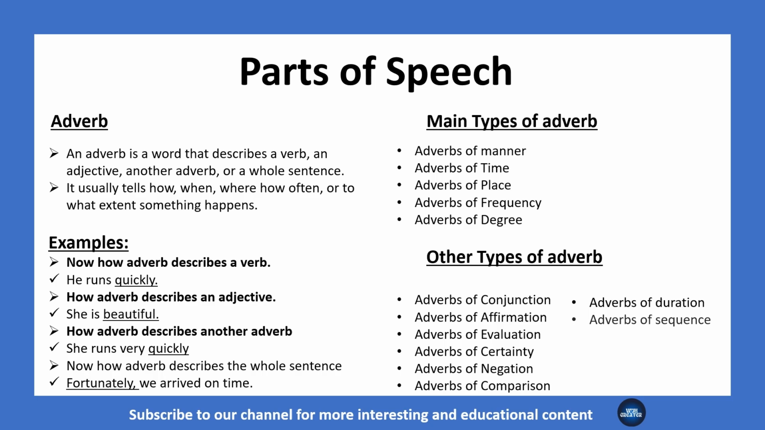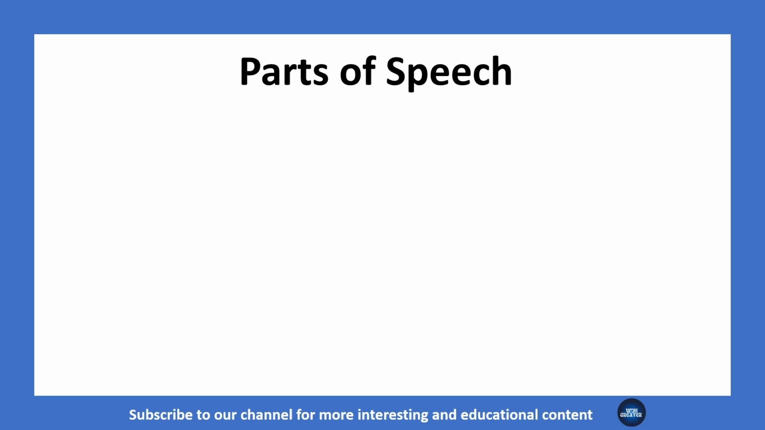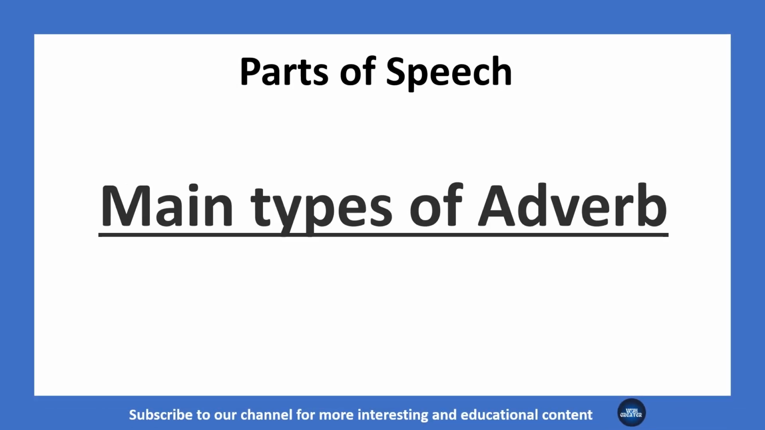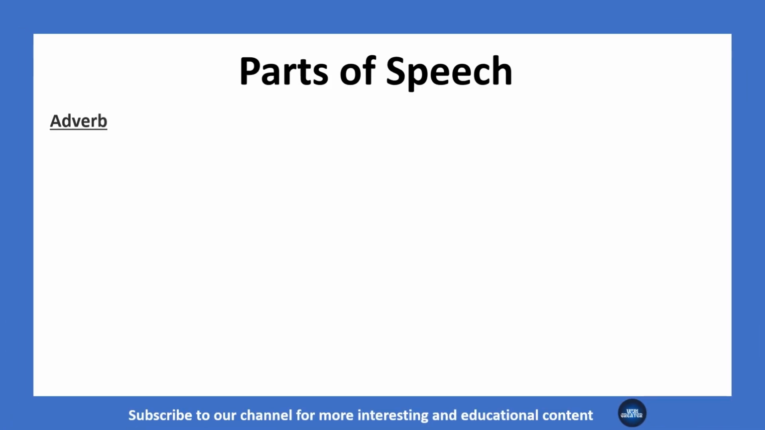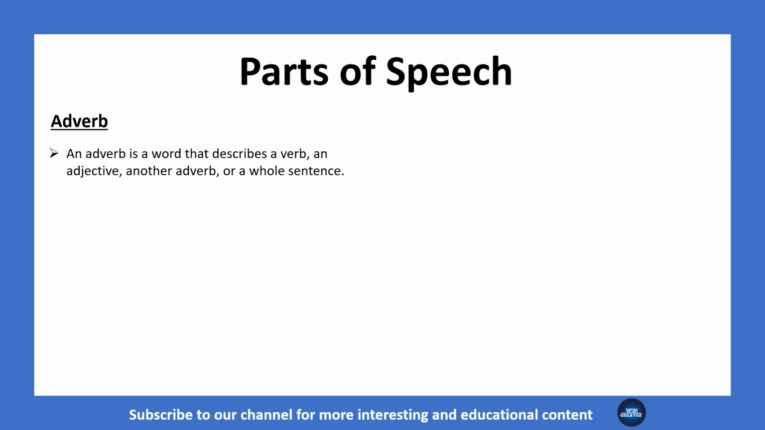In this video, we are going to learn about adverbs, their definition, examples, main types, and some other important forms. So, let's get started from its definition, which is: an adverb is a word that describes a verb, an adjective, another adverb, or a whole sentence. It usually tells how, when, where, how often, or to what extent something happens. Now let's discuss how adverbs describe a verb, an adjective, and another adverb or a whole sentence.